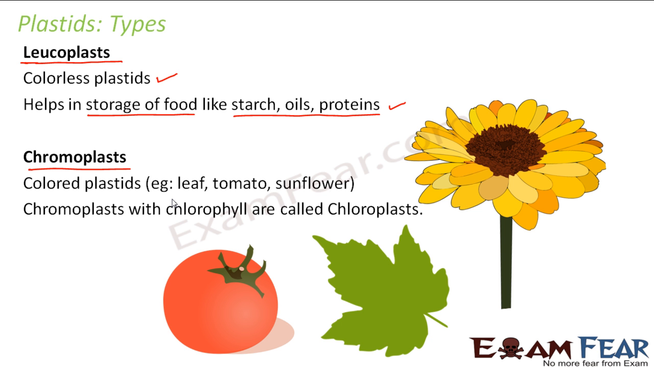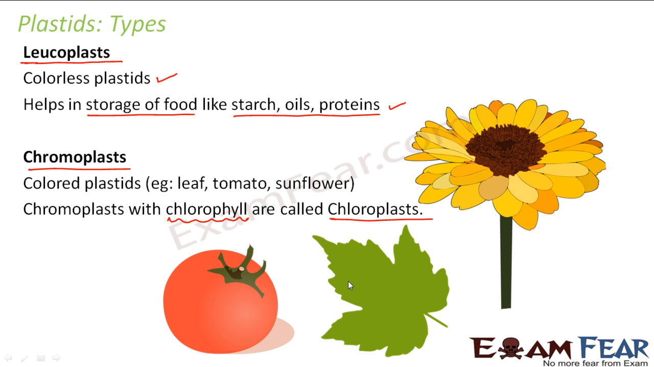Now chromoplasts with chlorophyll are known as chloroplasts. So chloroplast is a kind of chromoplast only, but which is green in color. And why is chloroplast green in color? Because it contains a pigment known as chlorophyll, right? So that means the leaves are green in color because they contain chloroplasts, and chloroplasts contain the pigment chlorophyll. Clear? So that means there are two types of plastids.